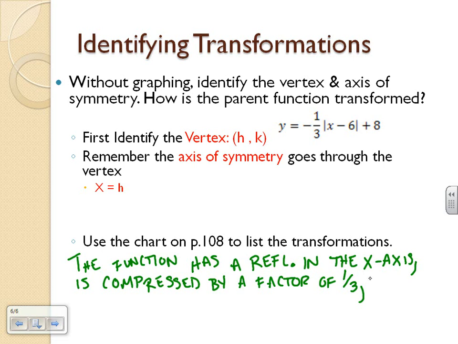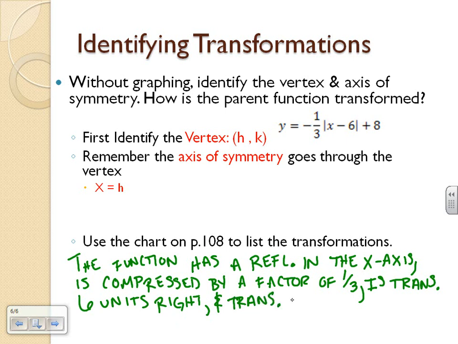So we continue on and say is translated 6 units right. And finally, we get to our last number, which is the +8, which is going to take us up 8 units. So we finish off by saying, and translates 8 units up. So when I get done, I have a single sentence explaining the transformations.